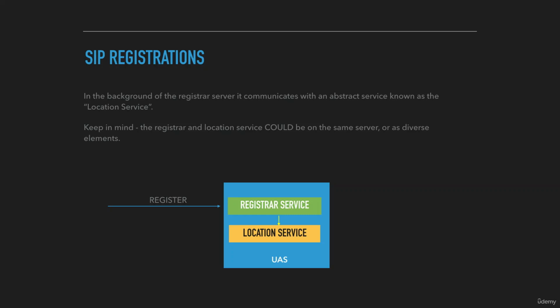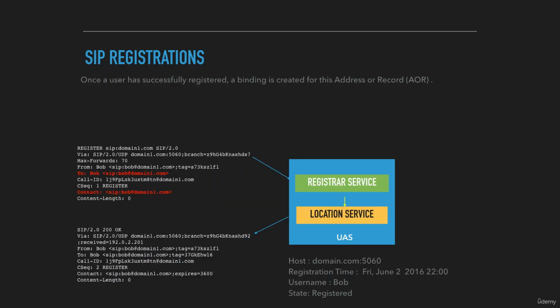Now, in the background of the registrar server, it is communicating with an abstract service known as a location service. Keep in mind, a registrar and a location service could be on the same server, or they could be diverse elements. Once a user has successfully registered, a binding is created for this address of record, right? So we have this register message going through, hits the registrar service. We then send, it's a successful registration. So the location service tracks it in there.